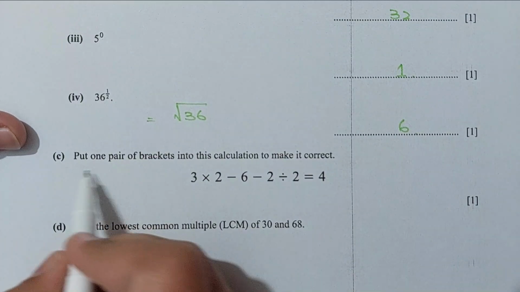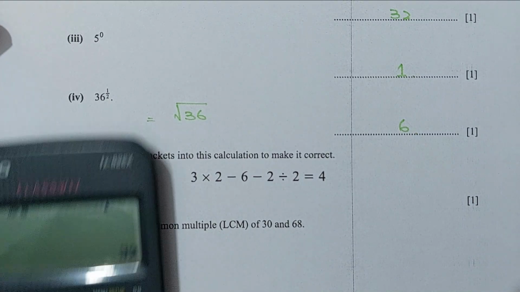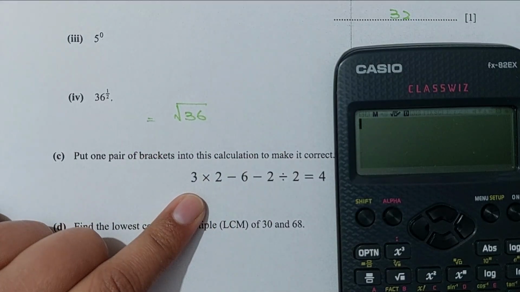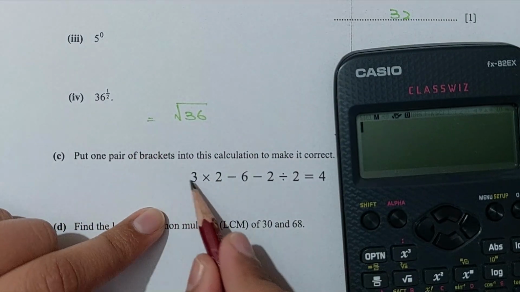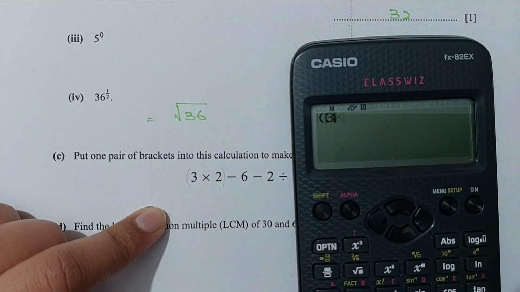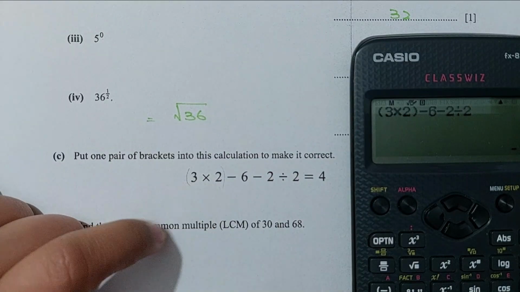Now for part C, put one pair of brackets into this calculation to make it correct. All right, so let's see. Let's start with the two brackets first. Bracket 2 times 3, bracket, minus 6 minus 2, divided by 2, negative 1. It will not work.